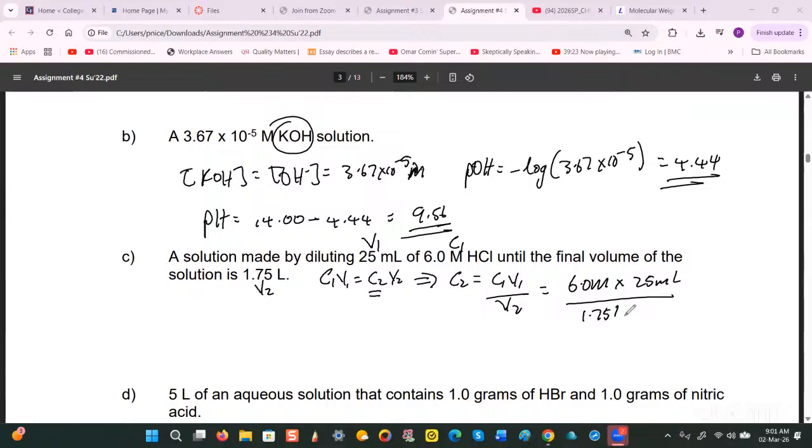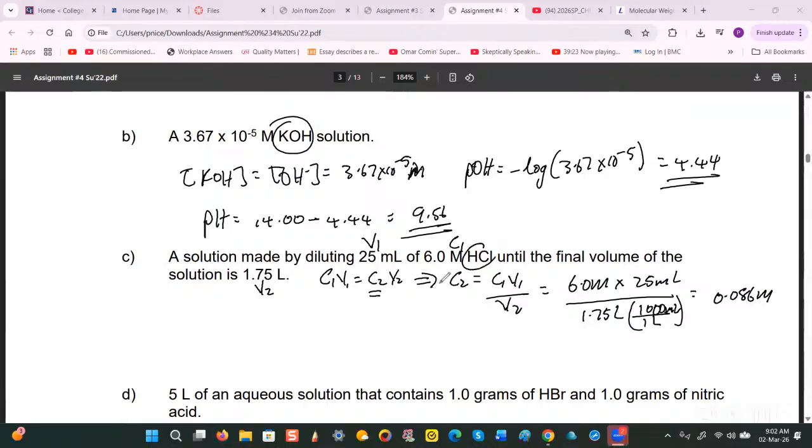Now, in this case here, in order to solve this problem, you need to either convert the 25 mL to liters or the 1.75 liters to milliliters. It doesn't matter which one you do. So I'm just going to do this here. I'm going to convert the liters to milliliters, which means that you're going to have 1 liter down here and 1,000 mL above. And then we work this out. Okay, so when I did that, I got 0.086 M.